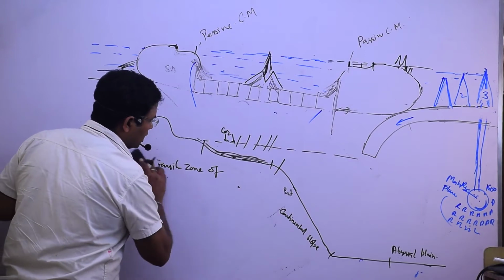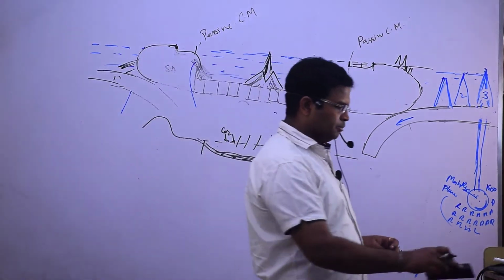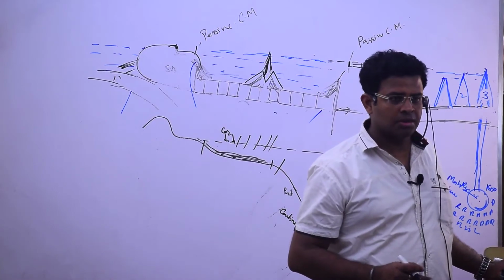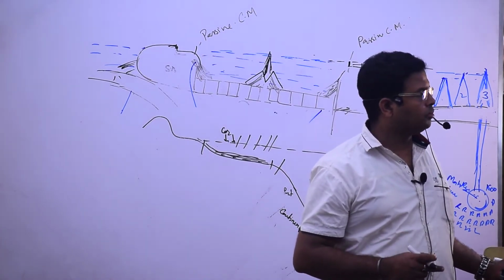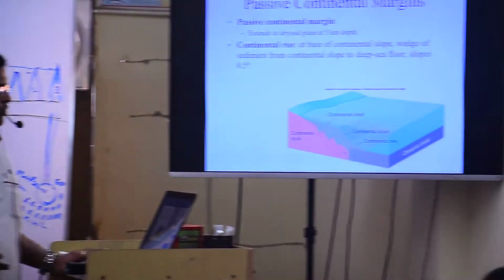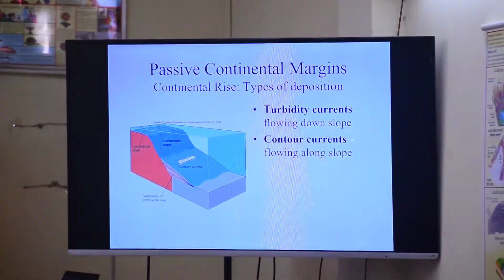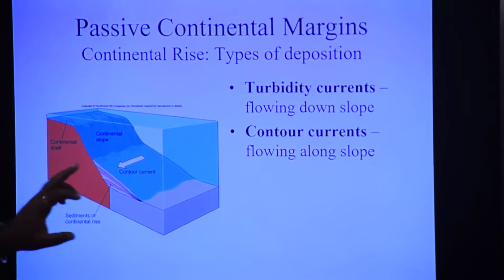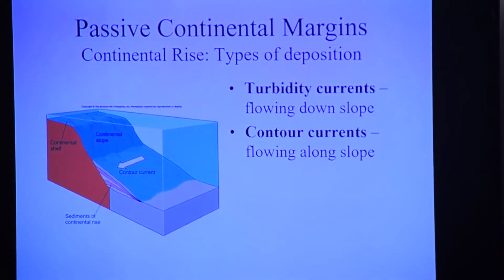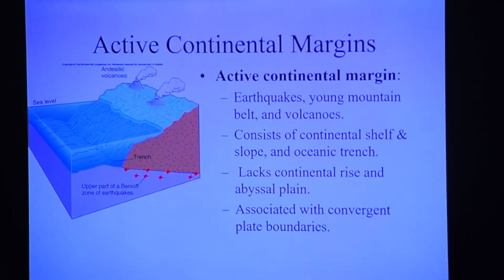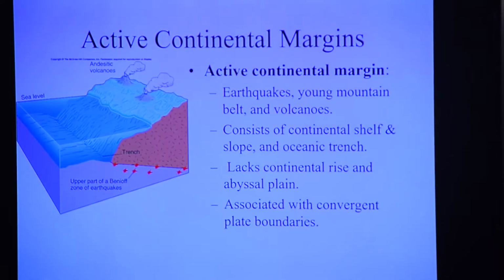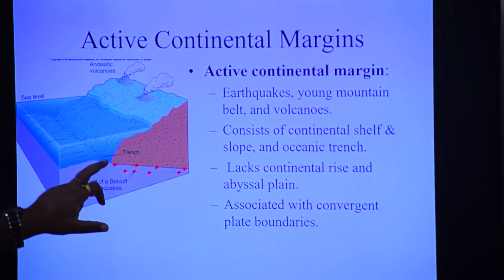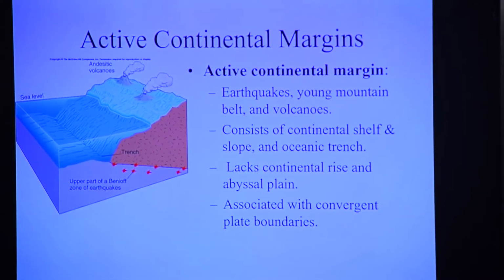In the continental shelf, what is there? Submarine canyons. From shelf to slope, submarine canyons are forming. You can see like this is the shelf, this is the slope. We will see that later. What kind of zone is this? Shelf, slope, and this is a trench, and this is an active continental margin.